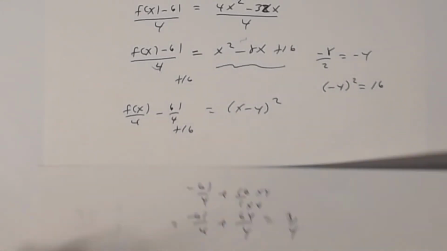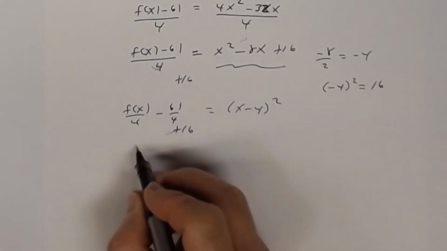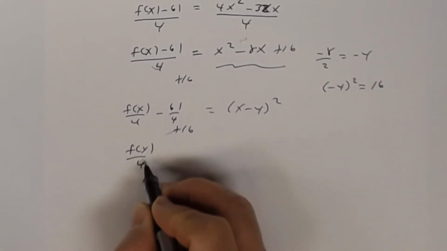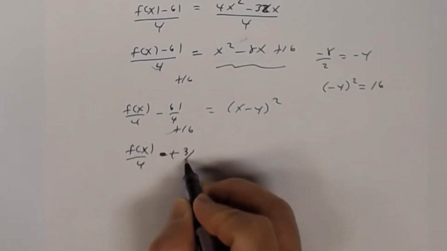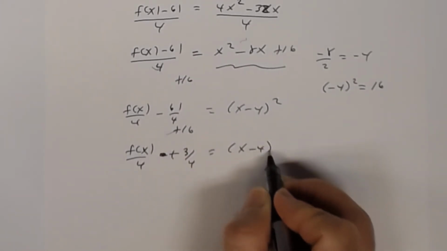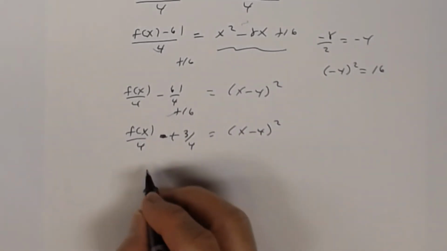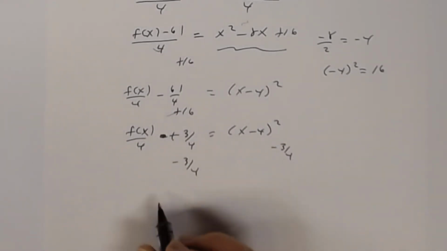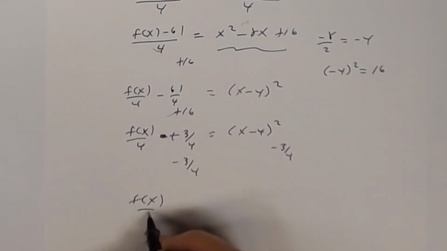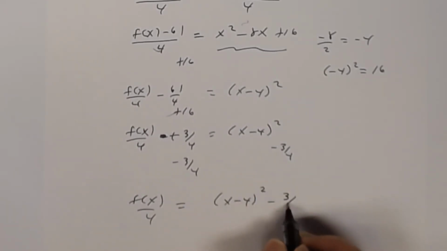Okay? All right. So now this right here becomes f of x divided by 4 plus 3/4 equals x minus 4 squared. Now we're going to subtract 3/4 from both sides. So subtract 3/4 from both sides. And so I get f of x divided by 4 equal x minus 4 squared minus 3/4.